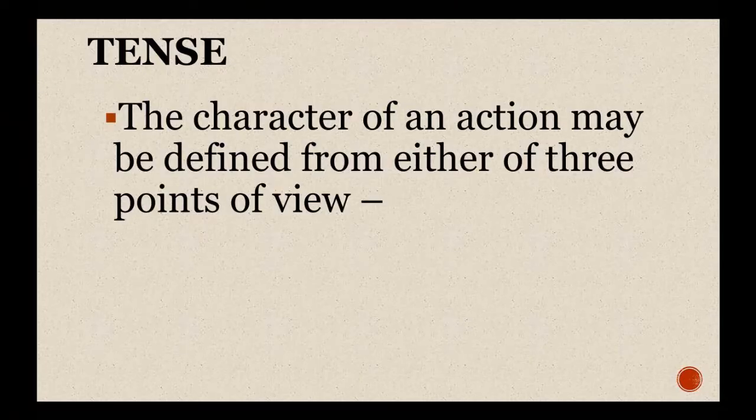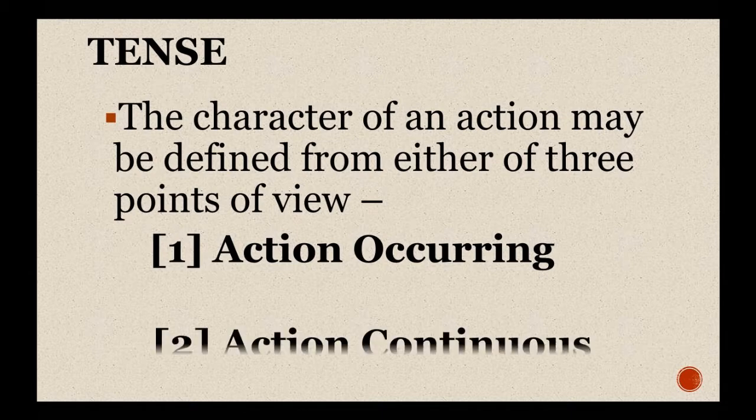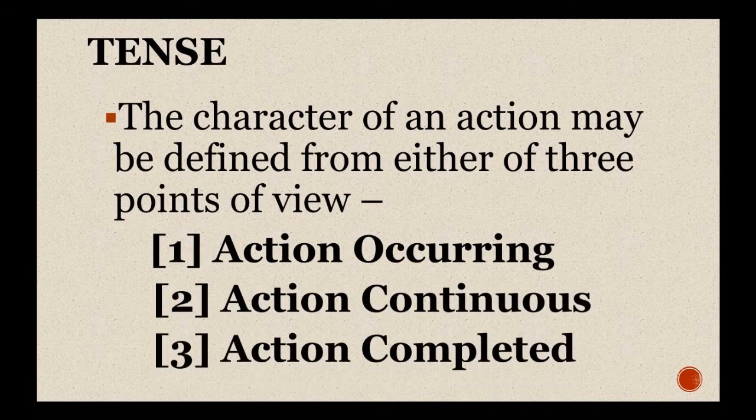But so when we dealt with tense, the character of an action may be defined from either of 3 points of view. Now, some of this is review, some of this is new. So each time I review, I give you a little something else to go with it. We have action occurring, action continuous, action completed. And this is just looking at the verb and its function very simplistically. Okay, but we can have nuances to these, but this is just the core idea. So have these in mind and work off the basics.